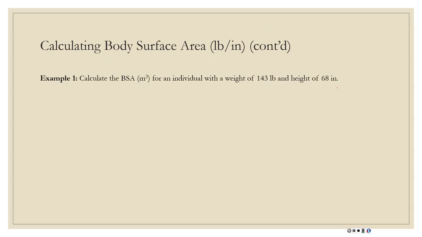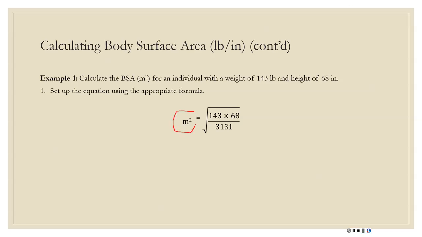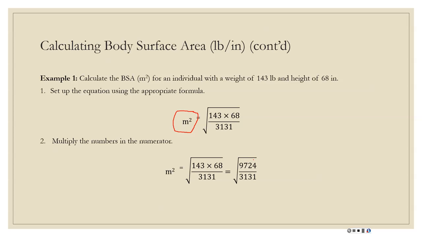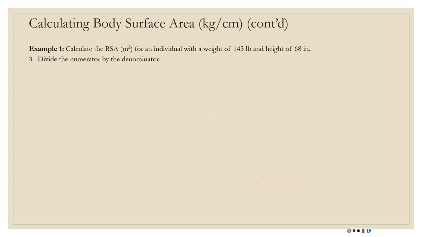So we look at this problem. We have a client that's 143 pounds and 68 inches in height. So we're going to go ahead and put that into our problem. Again, we're looking for body surface area, which is identified by the label of meters squared. So we'll go ahead and take 143 times 68. And the next step then would be that gets to 9724. And we're going to divide that by 3131 because we have pounds and inches. And we then get 3.11.